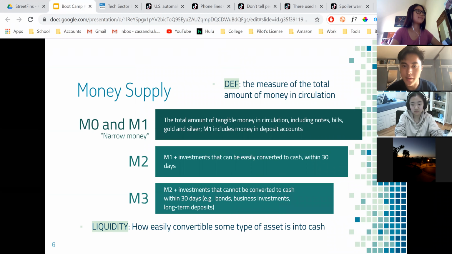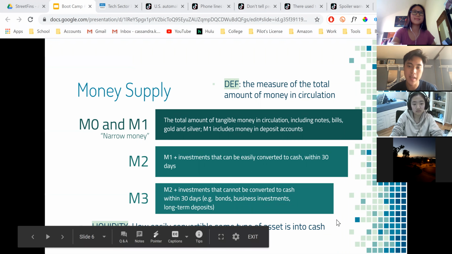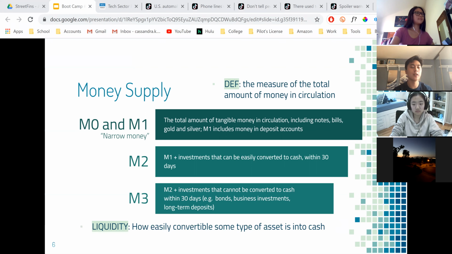So seniors, if you're currently taking AP Macro, or if you will be taking it at some point in high school, you will eventually learn about money supply, which refers to the total amount of currency and other liquid financial products in an economy at a particular time. So there are actually several measures of money supply depending on what is included.